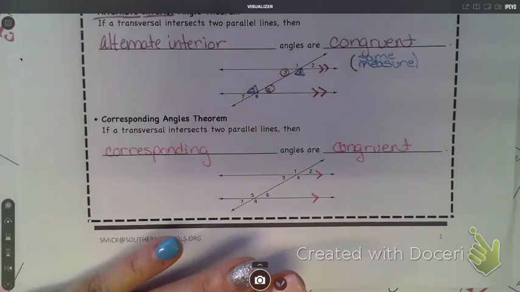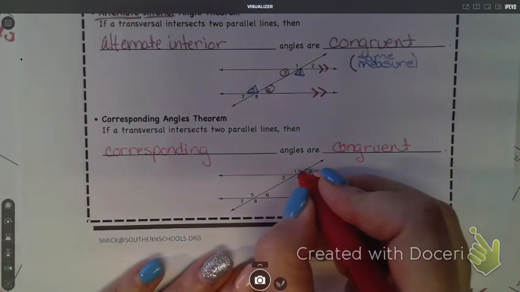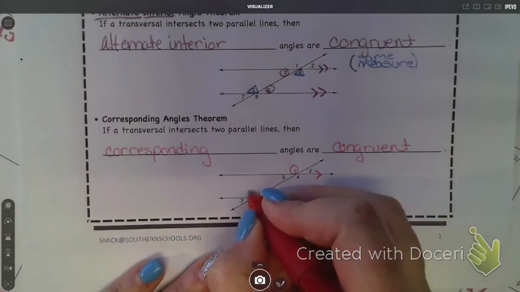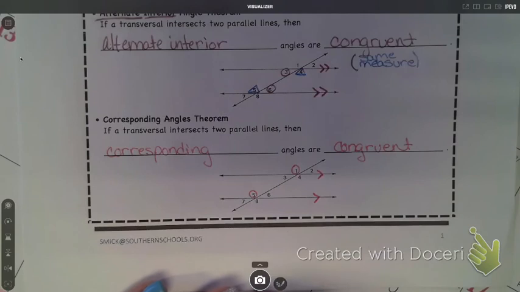Okay, we'll finish this and then we're good. Okay, so corresponding angles, they have to be in the same place. So 1 and 5. If I picked, can you please sit down? We're not done. Alex, putting things away right now is not appropriate.